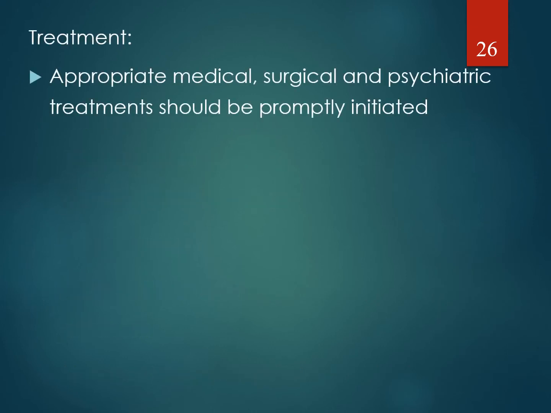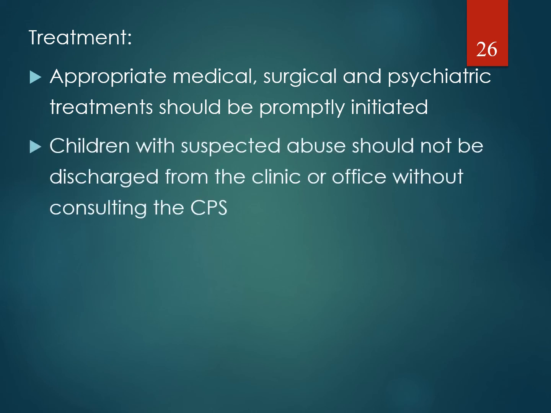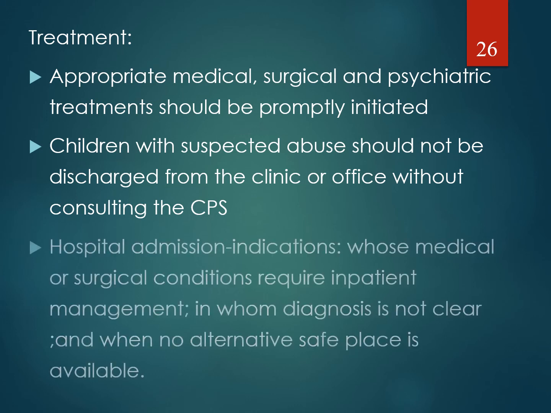So how do we treat? First, give the appropriate medical, surgical, and psychiatric treatment. Okay. Then the children should not be given back to the abusive parents or caregivers. They should not be discharged from the clinic or office without consulting the child protection service or unit. Hospital admissions: when do we admit patients of abuse? When medical or surgical conditions require inpatient management, when the diagnosis is not clear, and when there's no alternative safe place for the child. So you can admit the child.